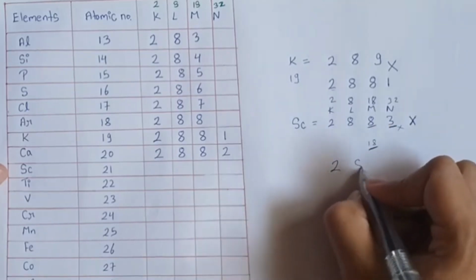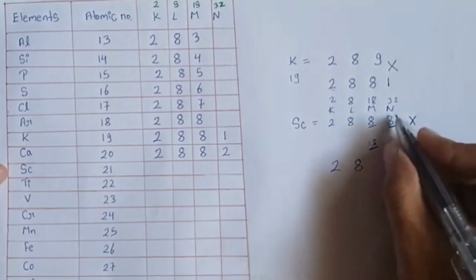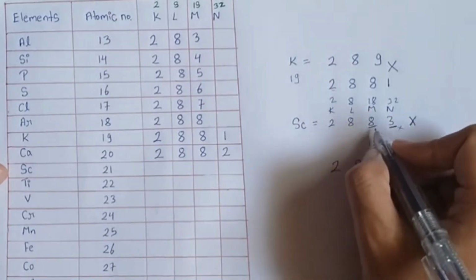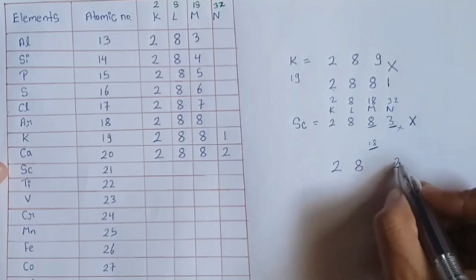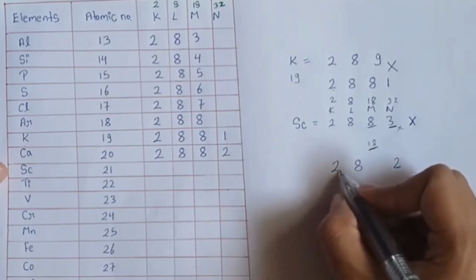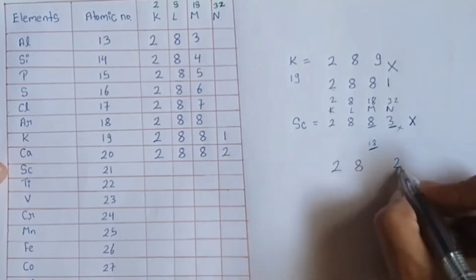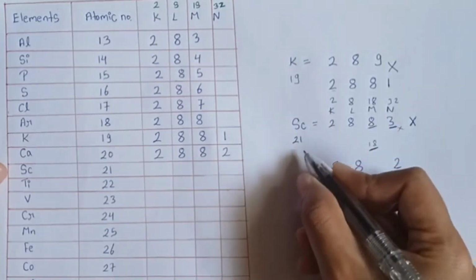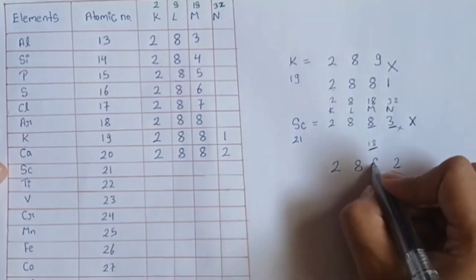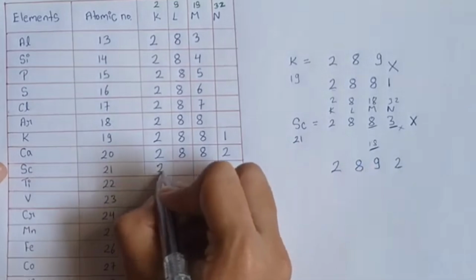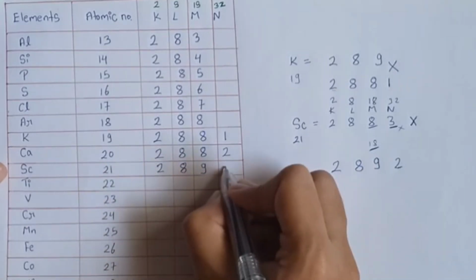So you can write 2, 8, and you can write 2 in the end shell. Why? Because not more than 2. The remaining is what? How many you need to write in the M shell? If you count these 8, 9, 10, 11, 12, that means 12 you got here, and the remaining, the total silicon electronic configuration is 21. So 21 minus 12, if you do, the remaining will be the M shell, that is 9. So here you can write down 2, 8, 9 and 2.